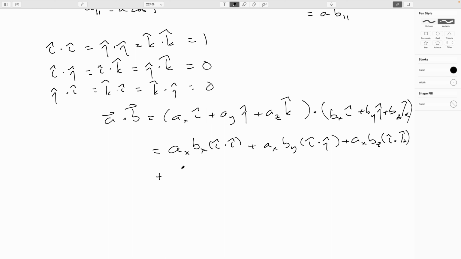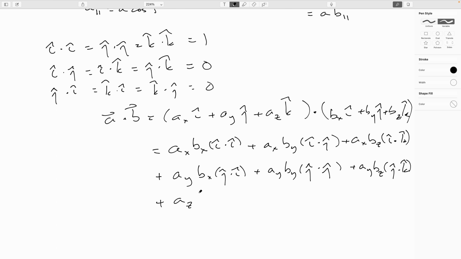Then we can continue this sleigh ride here. So this will be plus, now we'll do AY BX J dot I plus AY BY J dot J plus AY BZ J dot K. Then finally doing this for the Z component, AZBX K dot I plus AZBY K hat dot J hat plus finally AZBZ K hat dot K hat.